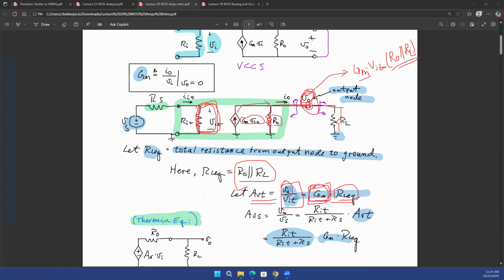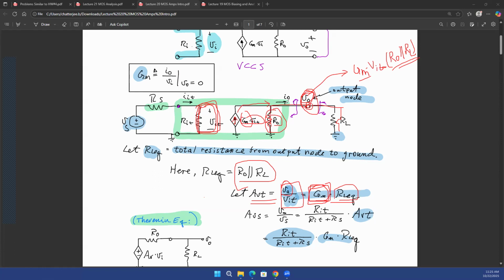Remember that when we talked about op-amp, op-amps always have infinite input impedance and zero output impedance. But the overall system may not have infinite input impedance or zero output impedance. Similarly, if your transistor has a transconductance of GM and an output resistance of RO, that's the property of the MOSFET.